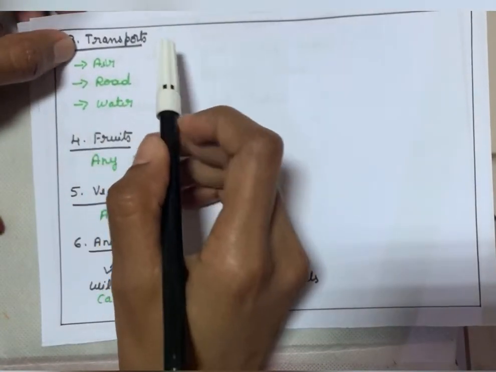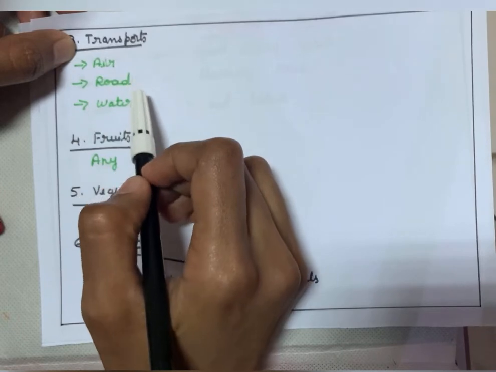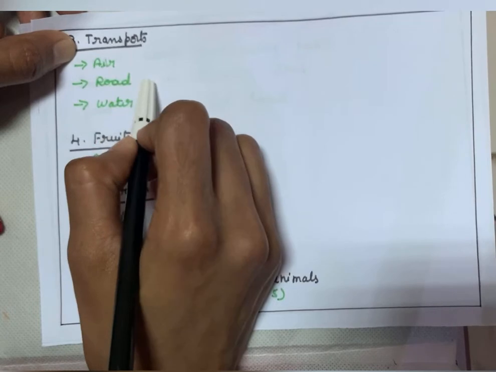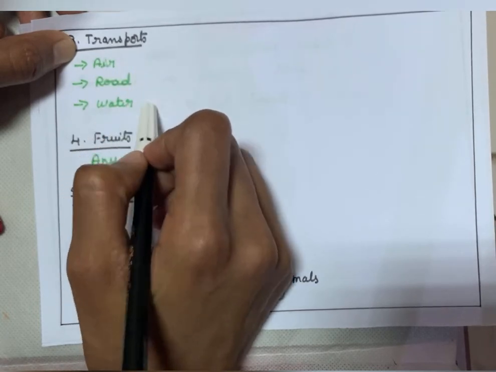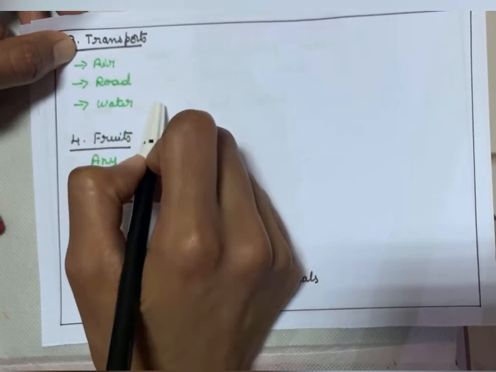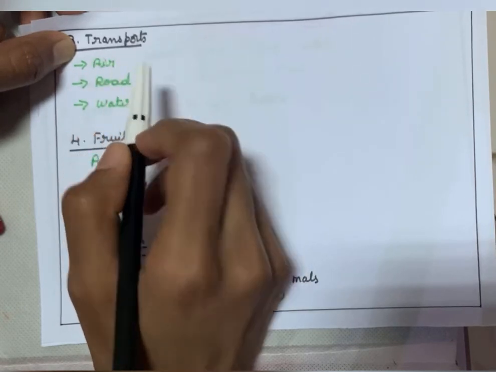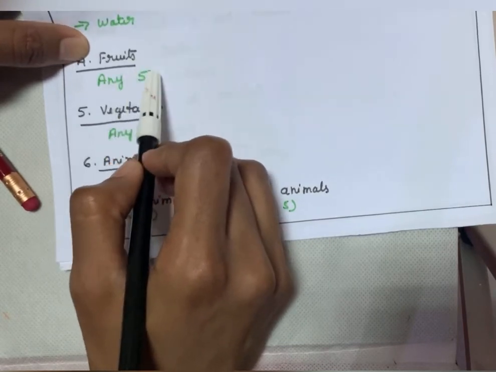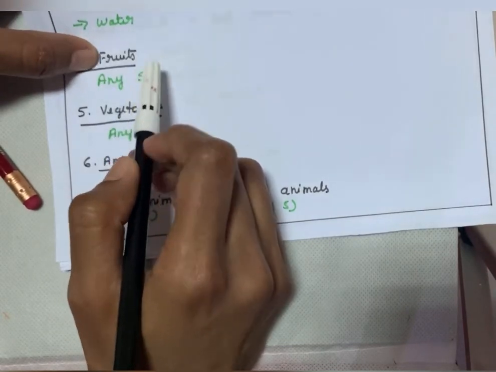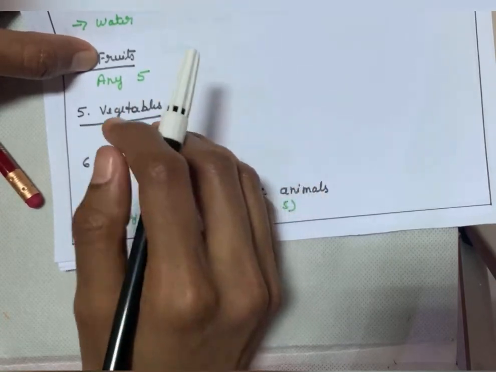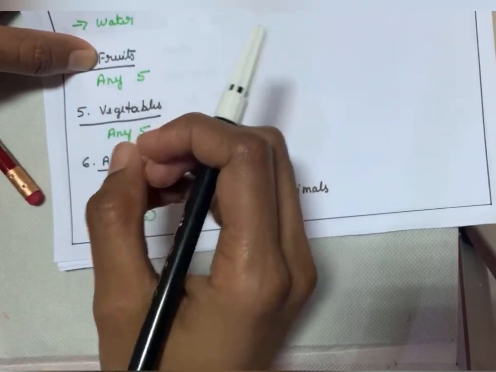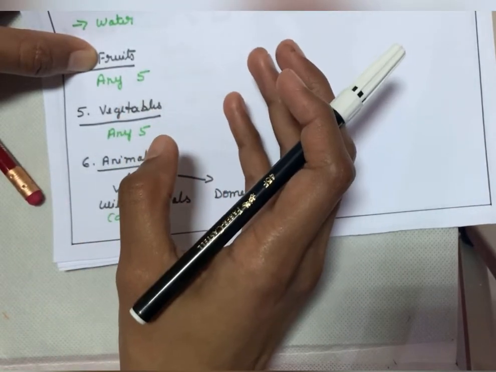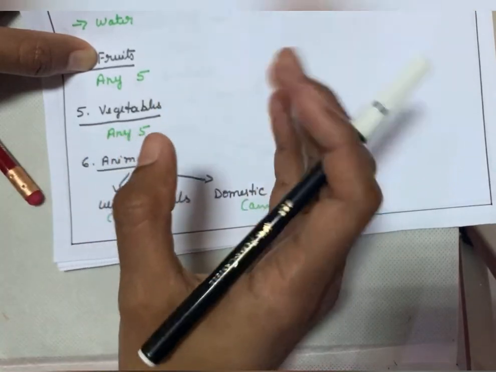Next comes the transport. You can teach them air transport, road transport, water transport. You can teach them what type of vehicles go on road, what type of vehicles go on air, what type of vehicles go on water. So this is all you can teach them. Then you have to teach them about the fruits, like any 5 fruits you can teach them like apple, oranges, bananas. While giving them to eat, you can tell them and teach them. This is the easiest way you can teach your kids rather than showing them the pictures.